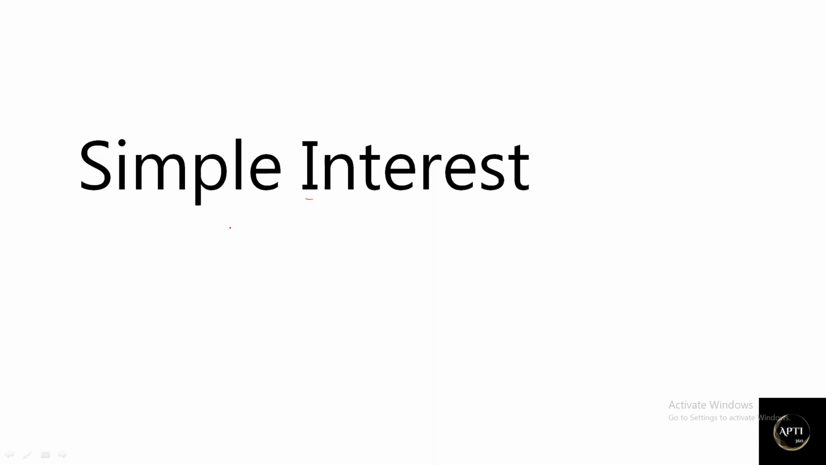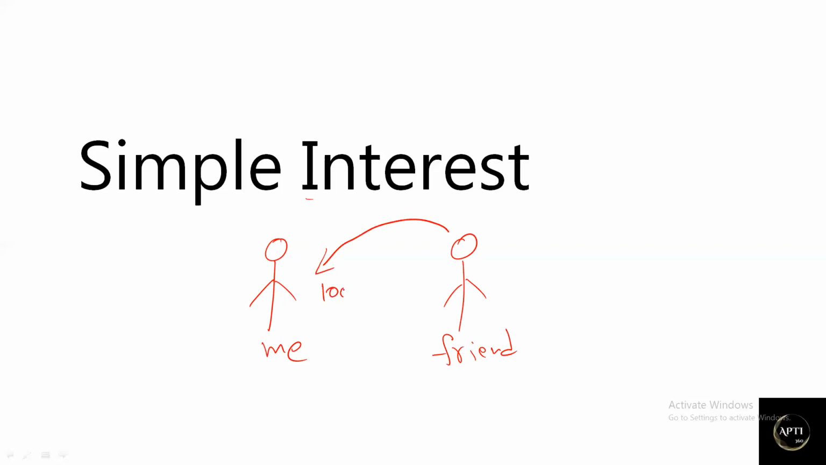Before explaining the formula, let me tell you the terminology involved in simple interest. Let me describe it with a small example. Let us consider there are two friends, me and one of my friends. Now I'm in need of some money, let us consider 1,000 rupees. So I asked my friend to give 1,000 rupees. I borrowed 1,000 rupees from my friend.